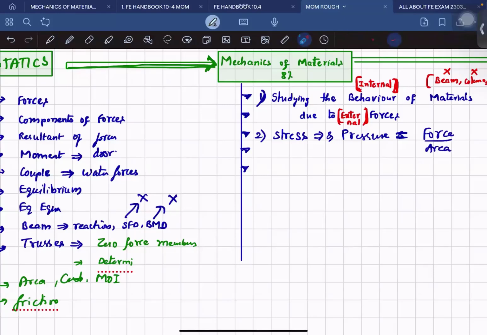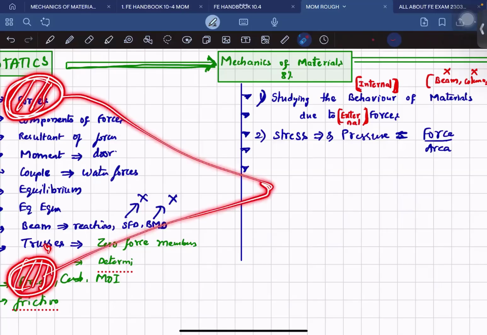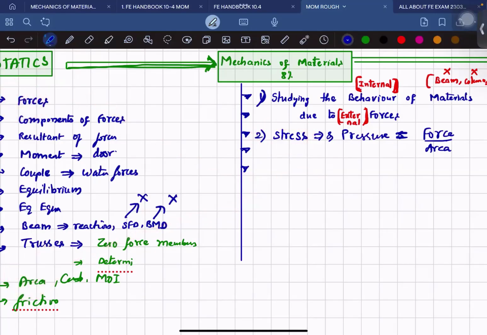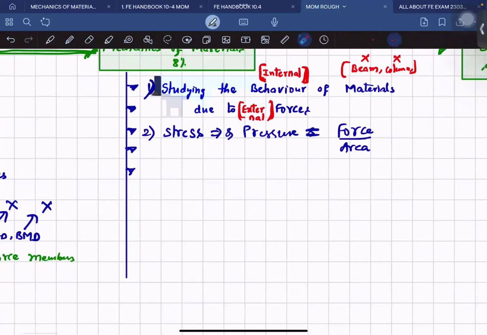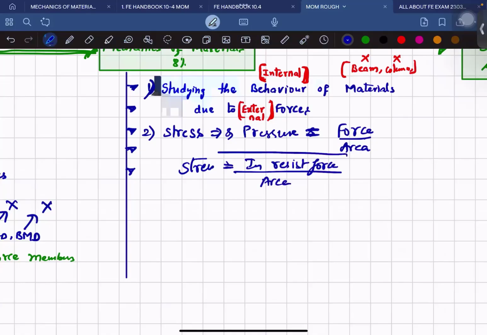So you can notice this. We have taken force from here, whose definition we learned, and we have learned about area, that different shapes have different areas, and the combination of these two, force divided by area, is nothing but stress. And since I am talking about the internal behavior of a material, stress is basically an internal resistance force per unit area of the body. I will tell you exactly what stress is.